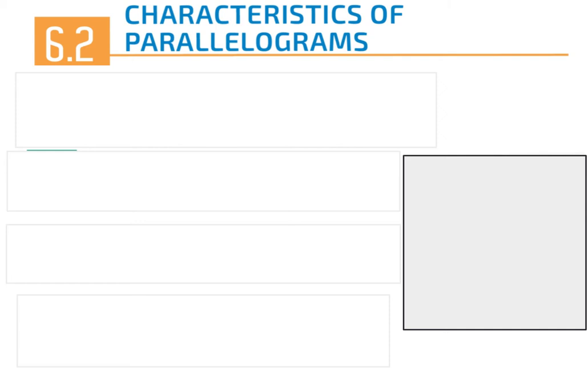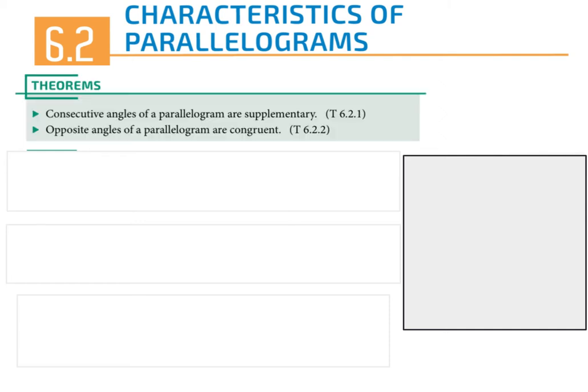Here that we see for parallelograms is that consecutive angles of a parallelogram are supplementary. Opposite angles are congruent. So first we have to think about what the term supplementary means. Supplementary means they add up to what? 180. All right, so consecutive, remember we looked at that term yesterday. They're side-by-side angles. They add up to 180 in all parallelograms.